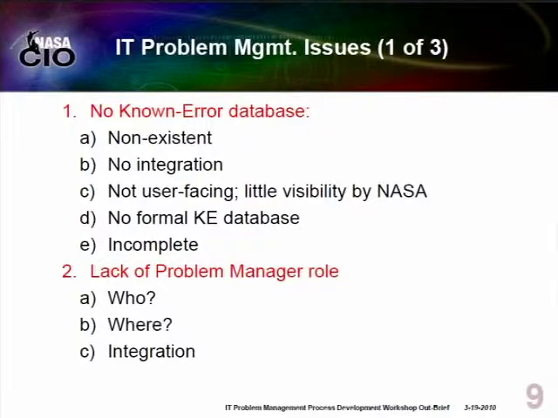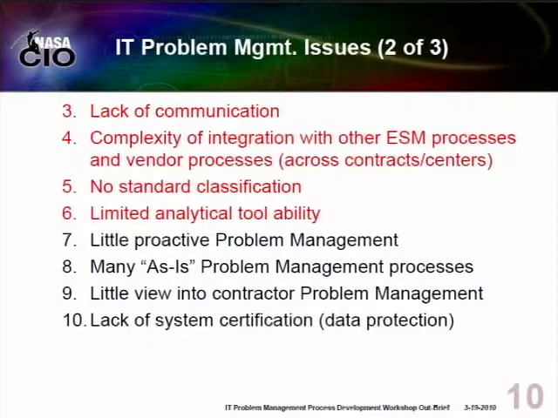We realized that problem management is not done very well proactively by much anybody in any organization. So obviously there was no centralized known error database. Lack of problem management role, pretty obvious. If it's not being done in a very formal way today, there's not going to be a problem manager. Lack of communication, complexity of integration with other processes and vendor processes across contracts and centers.